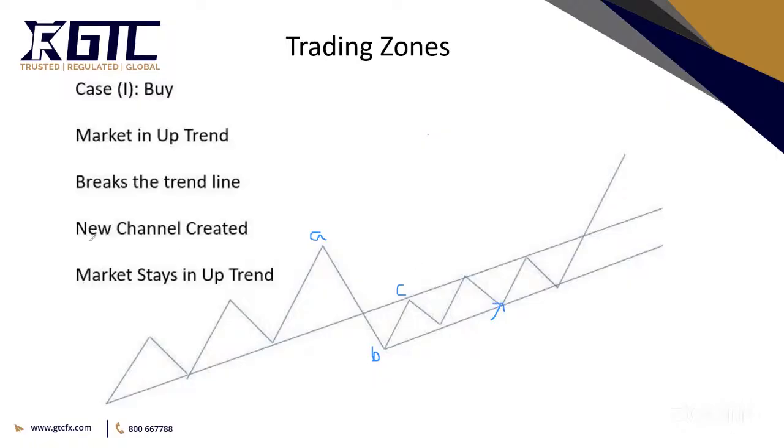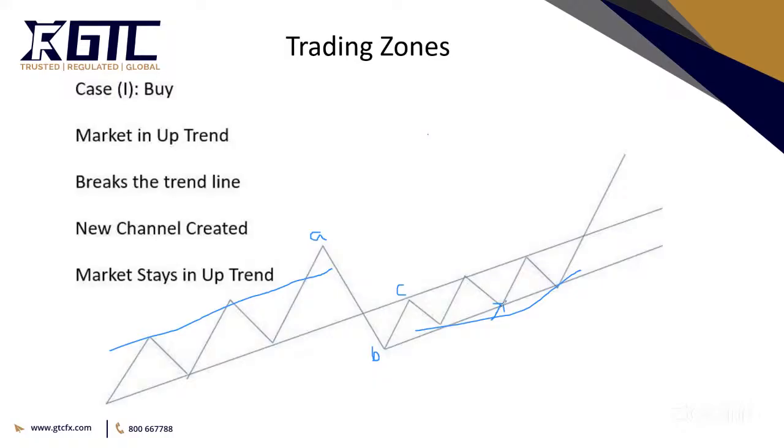So what happens? A new channel is created. You have your A, B, C, and D. Then you draw a trend line with this channel. The market was moving in that channel earlier. Now the market is moving in this channel. So a new channel is created, and the market stays in an uptrend.